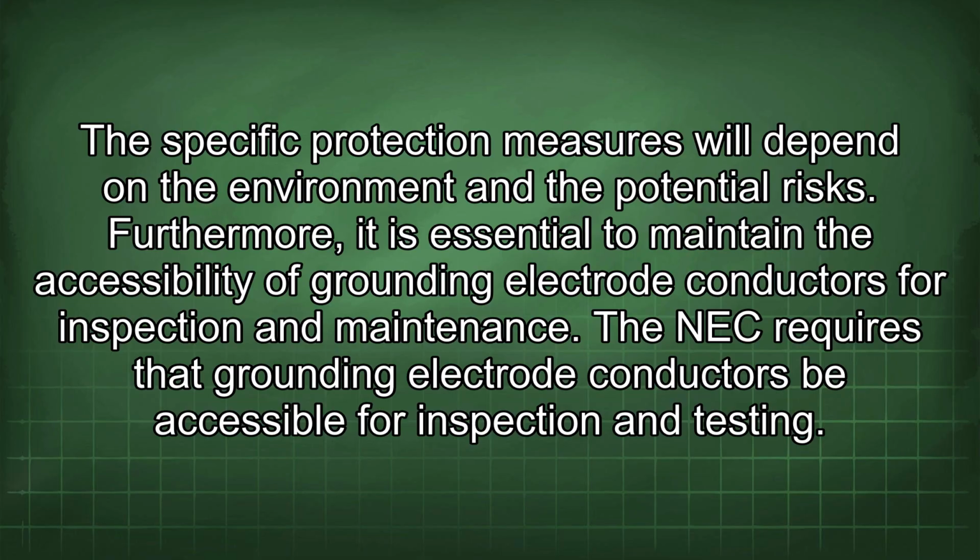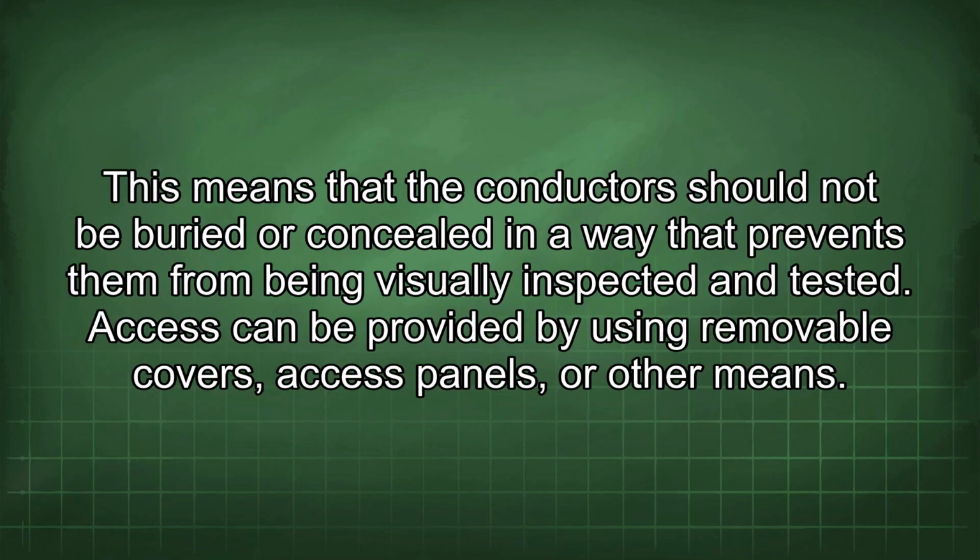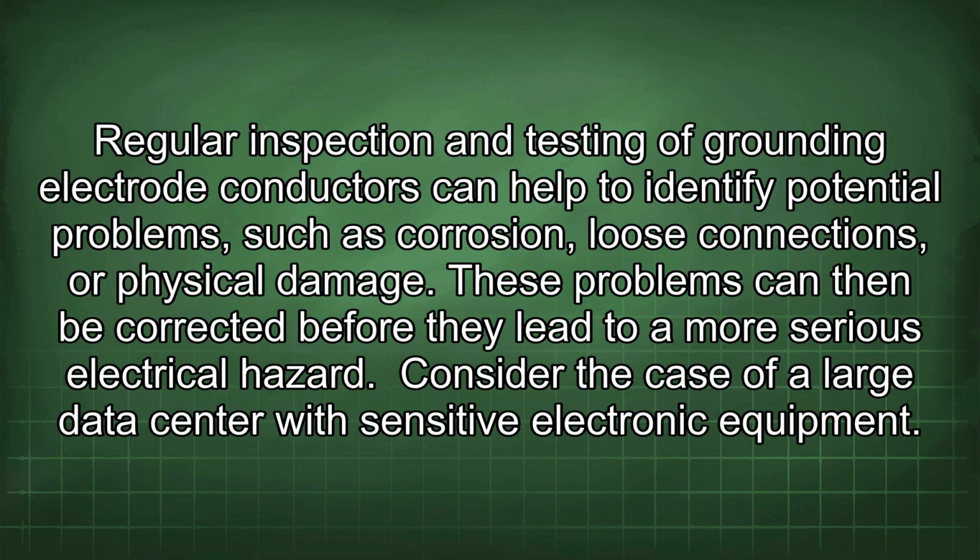Furthermore, it is essential to maintain the accessibility of grounding electrode conductors for inspection and maintenance. The NEC requires that grounding electrode conductors be accessible for inspection and testing. This means that the conductors should not be buried or concealed in a way that prevents them from being visually inspected and tested. Access can be provided by using removable covers, access panels, or other means. Regular inspection and testing of grounding electrode conductors can help to identify potential problems such as corrosion, loose connections, or physical damage. These problems can then be corrected before they lead to a more serious electrical hazard.